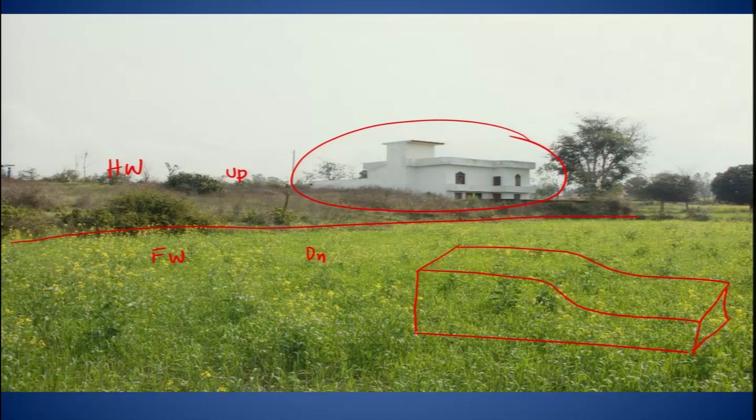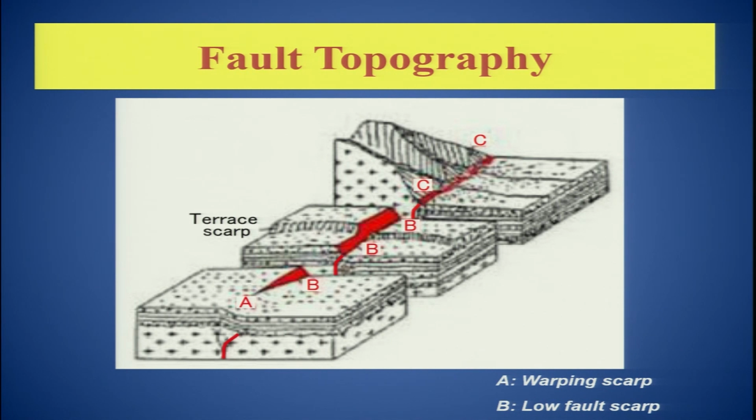So the house is sitting somewhere over here. And this is the topography which you see over here. And the fault which we identified and did the trenching is dipping towards north. And this is your south, this is your Indo-Gangetic plain. So fault topography is basically like what we see, which will keep on recurring.